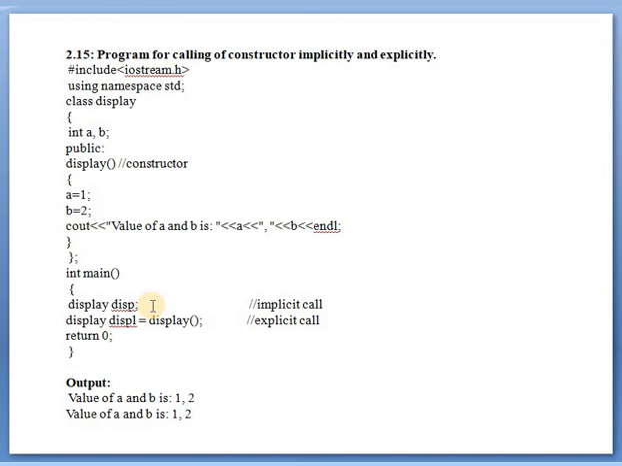In the next session, we will see the types of constructor. Okay, in this session, we have seen what a constructor is, the characteristics or syntax to write the constructor, and how to call the constructor. There are two types of constructor call, implicit call and explicit call.